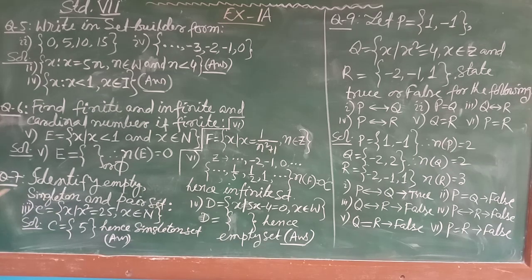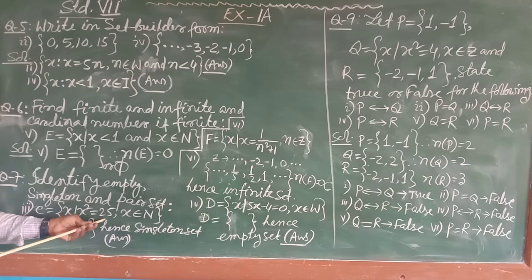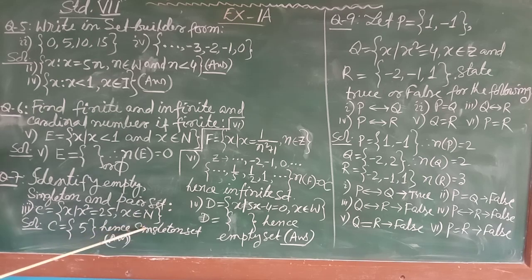Now moving on to question number 7: identify empty set, singleton set or pair set. Pair set means having two elements. Singleton having one element. Empty means no element. I have taken an example of the third one. C is equal to x such that x square is equal to 25. See, you need x whose square value will be 25, and x is a natural number. Had it been that x is an integer, it would have been minus 5, minus 5 into minus 5 is 25, and 5 into 5 is 25. So two elements, minus 5 and 5, could have been the pair set.